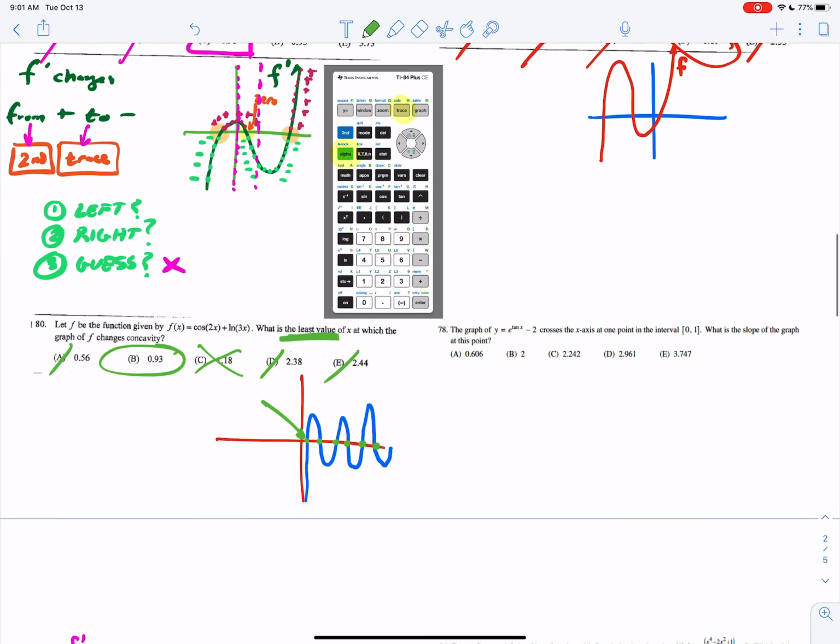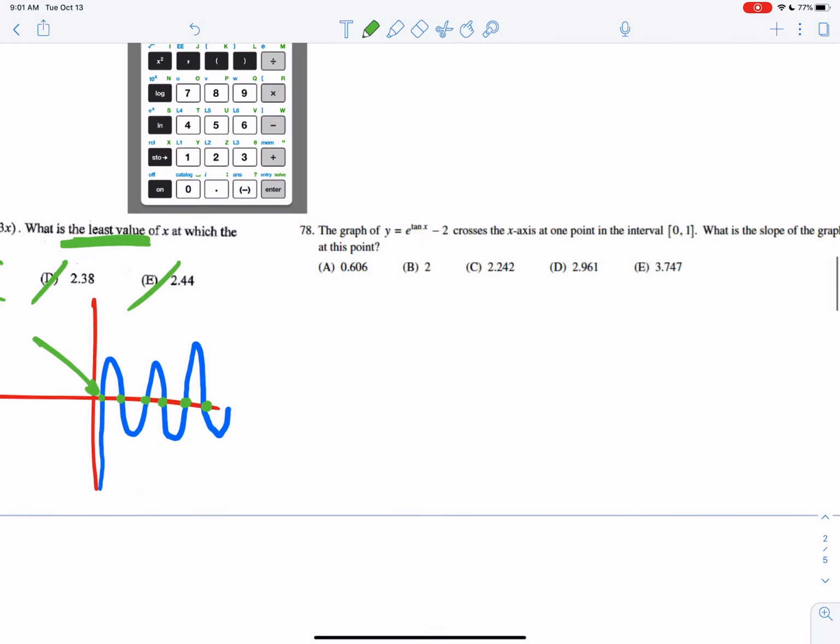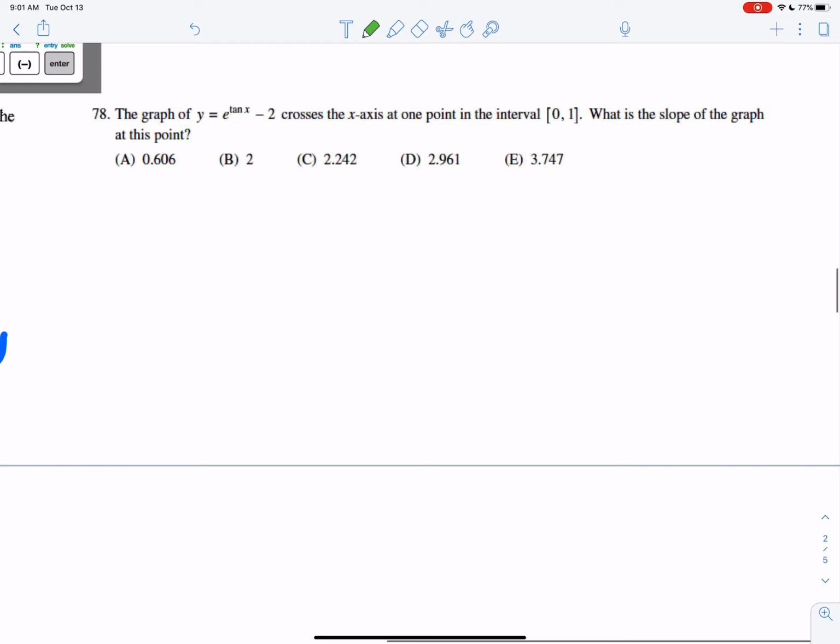Oh, here's a new one. Okay. Something new. So the graph of y equals e to the tan x minus 2 crosses the x-axis at one point in the interval from 0 to 1. What is the slope of the graph at this point? Buzzword here is, what is the slope of the graph at this point? Okay?